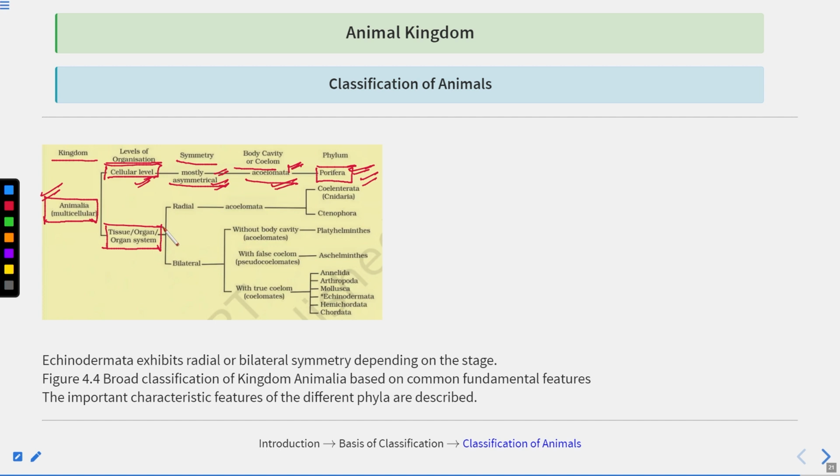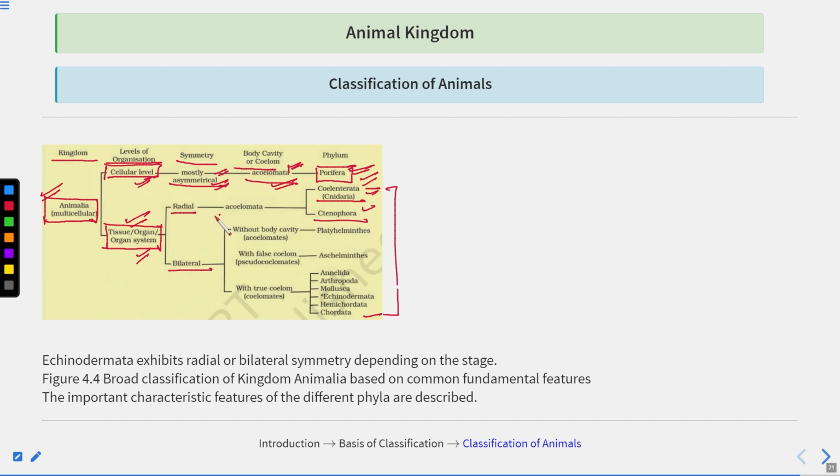Now let's see the organisms that have the tissue or the organ system level of organization. From the Cnidaria to the Chordata, you can see all are showing the tissue, organ or organ system level of organization. Now, if you talk about the symmetry, then they have radial and bilateral. In the radial, they are showing two different phyla, that is the Cnidaria and Ctenophora.